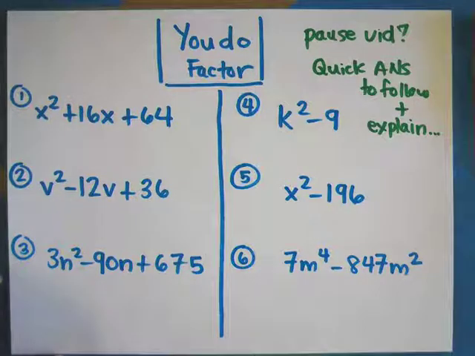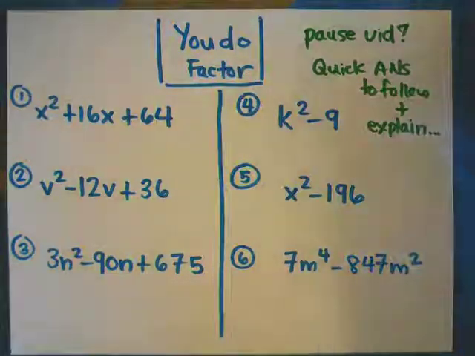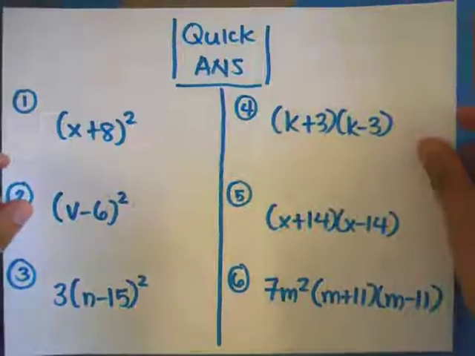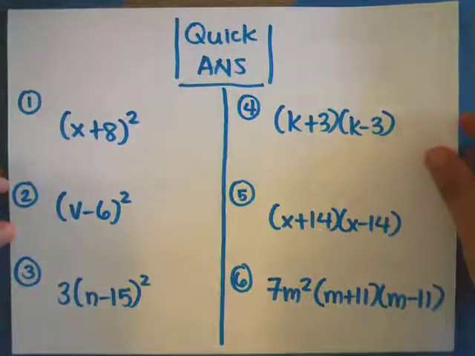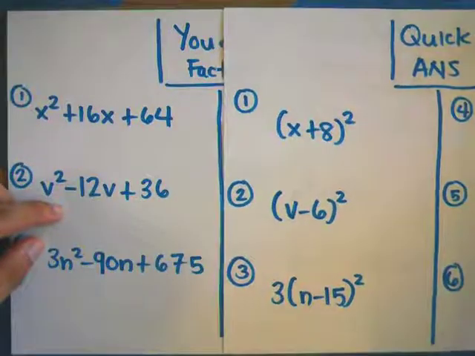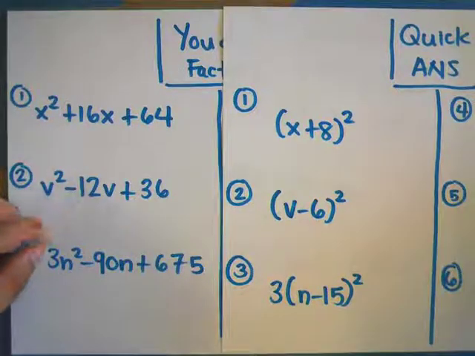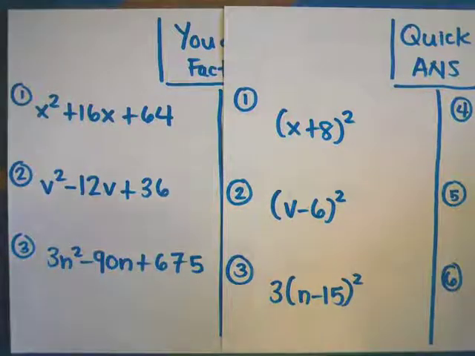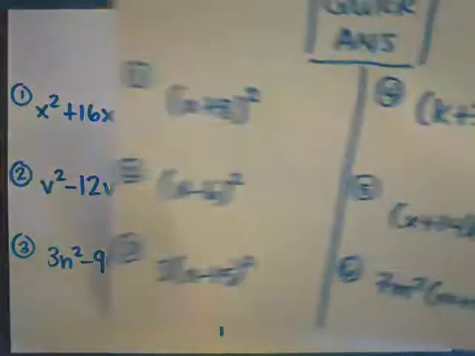Okay, hopefully you didn't roll the video, but it's up to you because time is pressing. Maybe you're wanting to study for an exam or a test. So here are the quick answers first. The answer to x squared plus 16x plus 64 is x plus 8 squared. For this one over here, it's going to be v minus 6 squared, and for this one here, it's going to be 3 times the quantity n minus 15 squared.